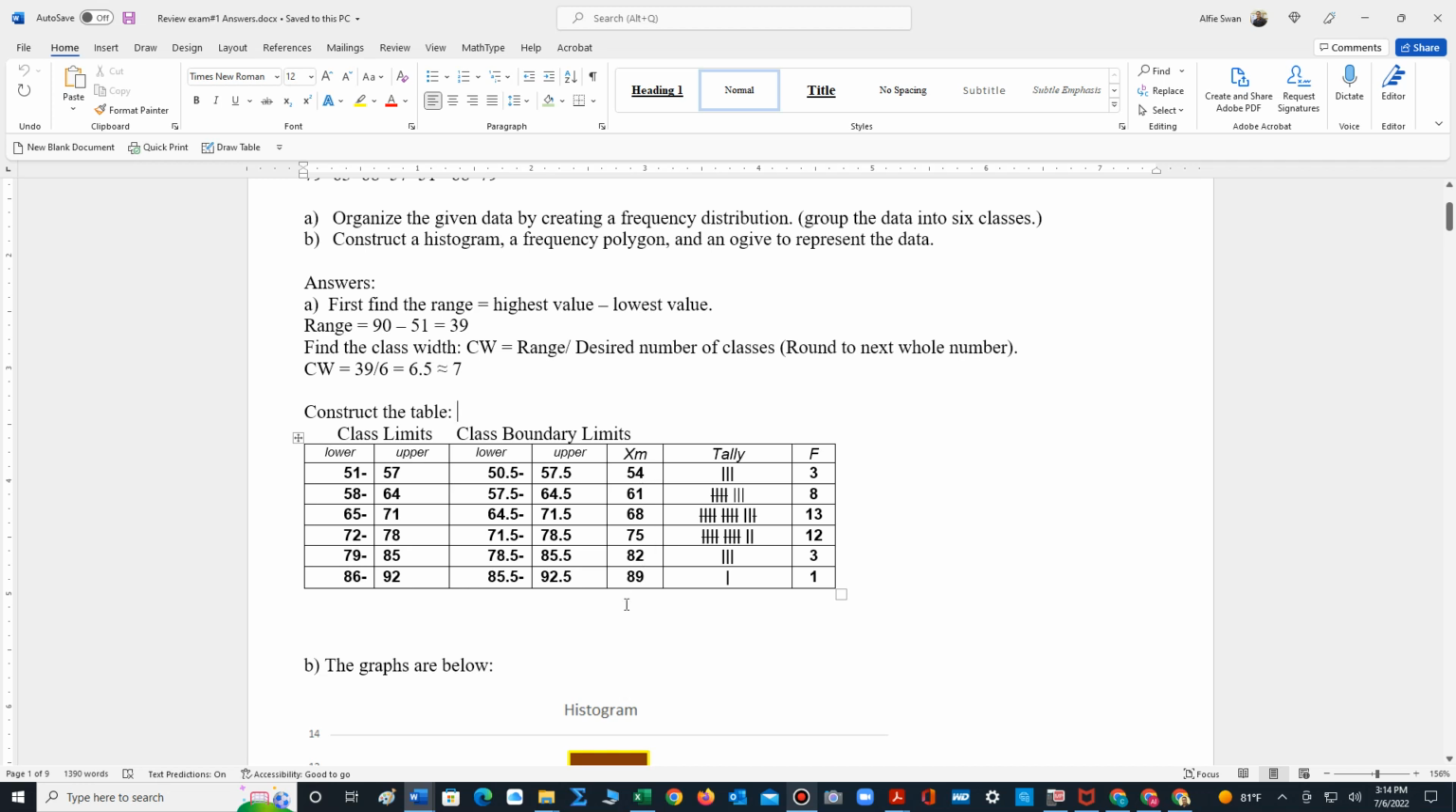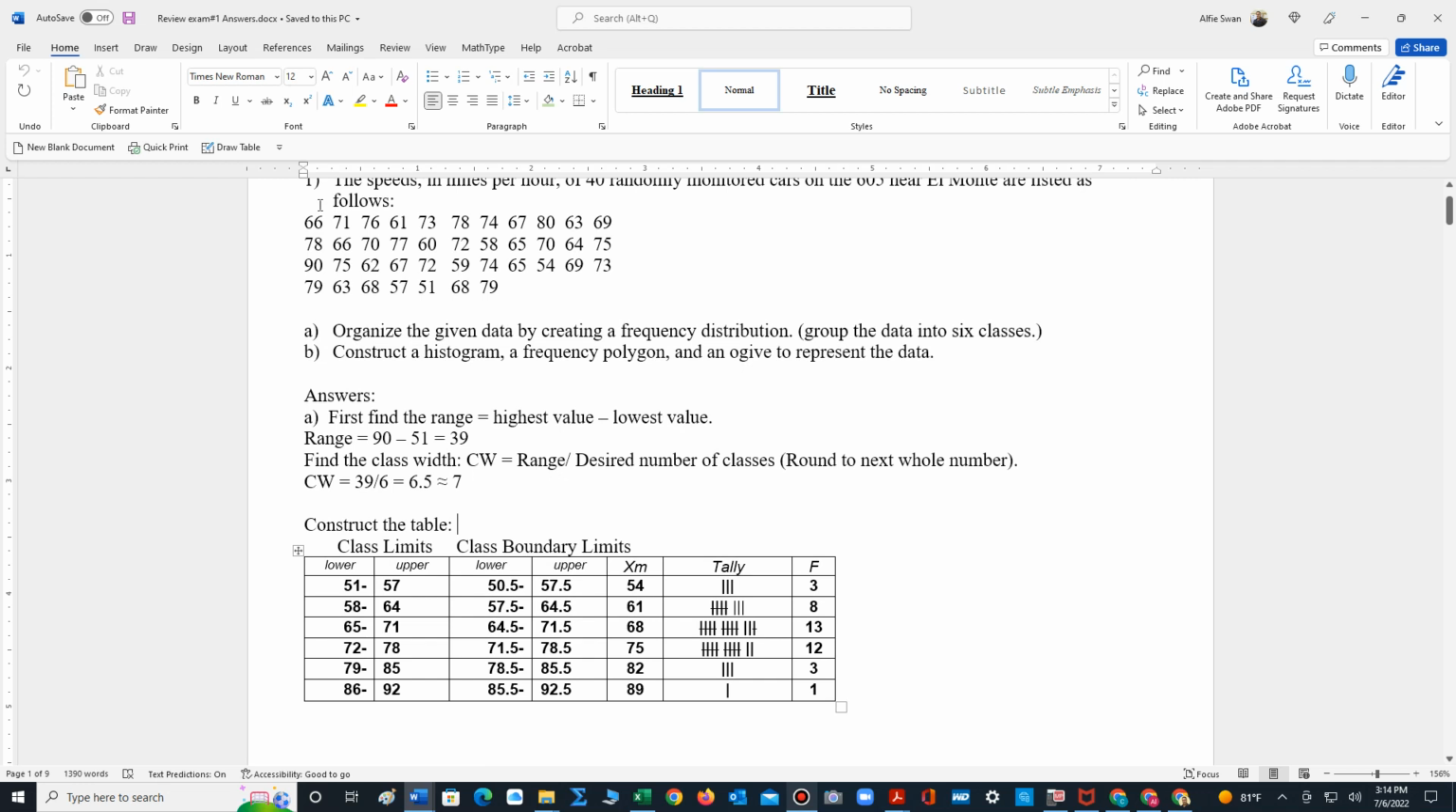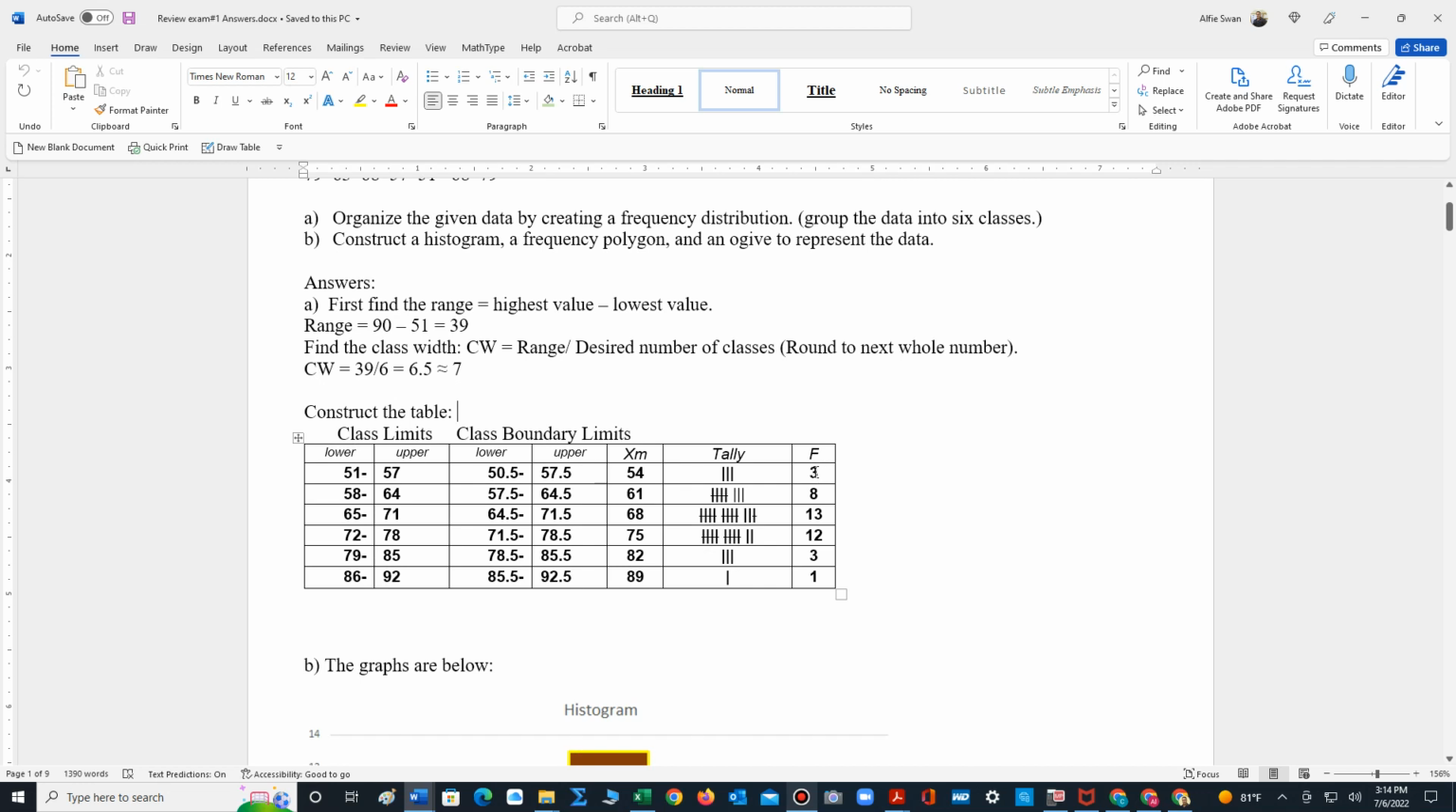and then we can just repeat that process for the other midpoints. To tally the data, we just have to determine which class each data value belongs to. So for example, 66 belongs to the third class, so we place a tally mark. 78 belongs to the fourth class, place a tally mark, and just complete that process. We find that the frequency for the first class is 3, for the second 8, for the third 13, for the fourth 12, for the fifth 3, and for the sixth class 1.